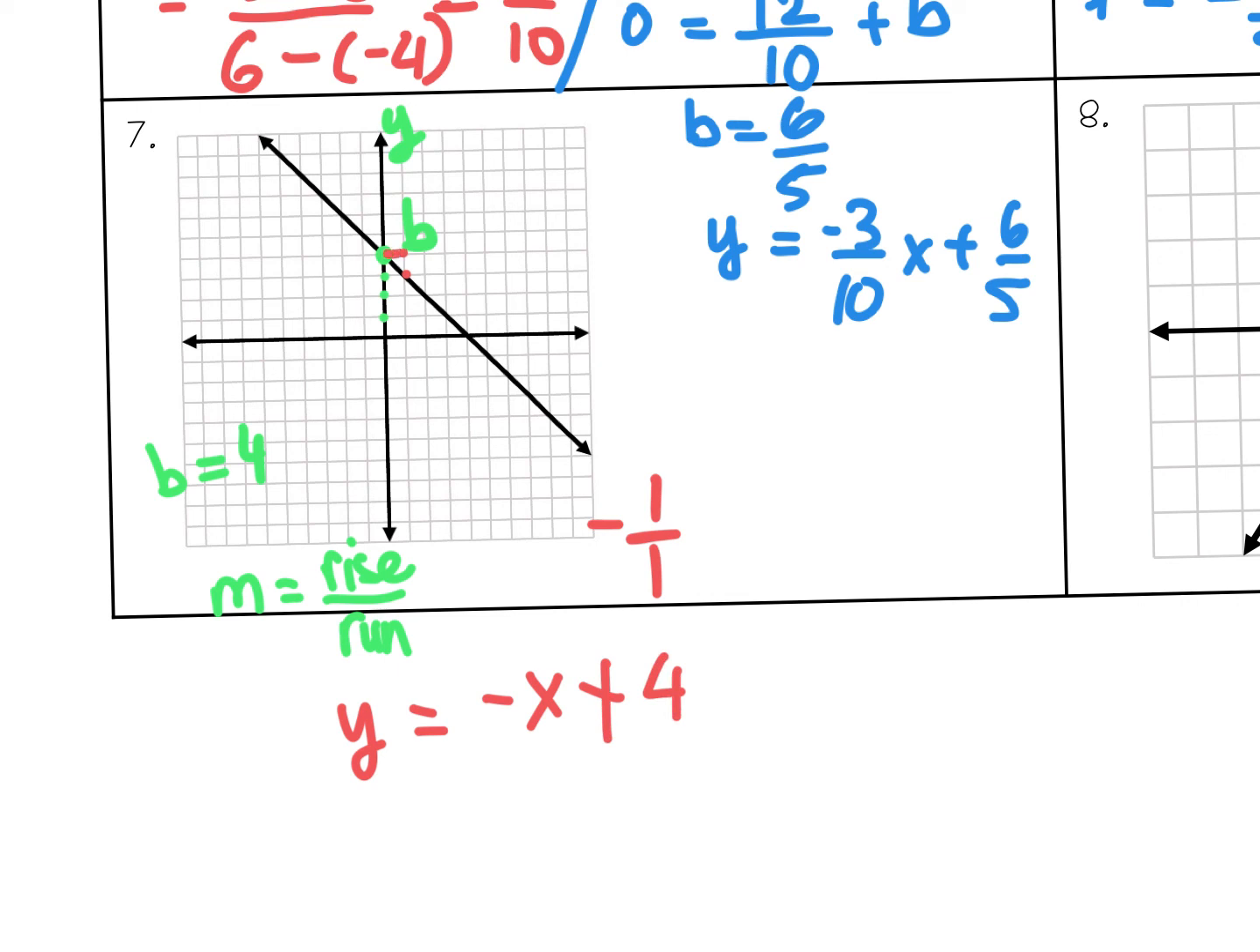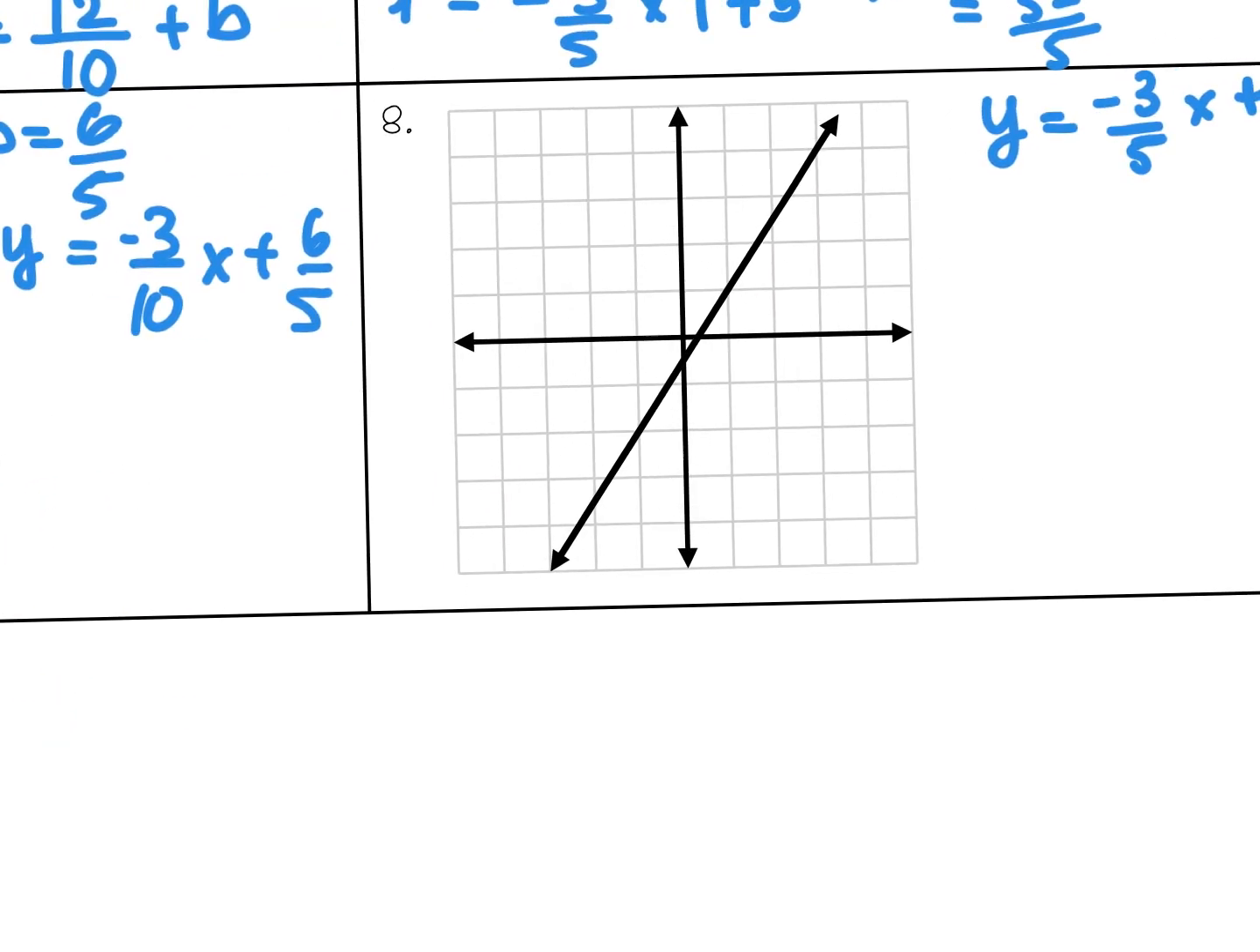See that? Rise, run, 1 over 1. But because they are negative, you need to attach the negative sign. Rise 1, run 1. Do exactly the same thing for number 8.